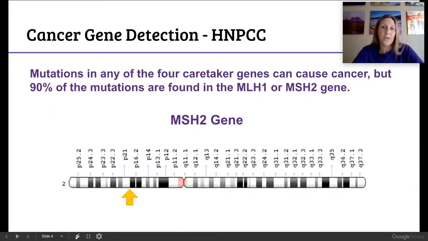So the gene that we're going to be looking at, even though there's 4 caretaker genes, 90% of the mutations for this type of cancer happen in 2 of them, the MLH1 and the MSH2. And this particular lab looks at the MSH2 gene, which is located on chromosome number 2. And this is a specific type of caretaker gene that's involved in DNA mismatch repair.